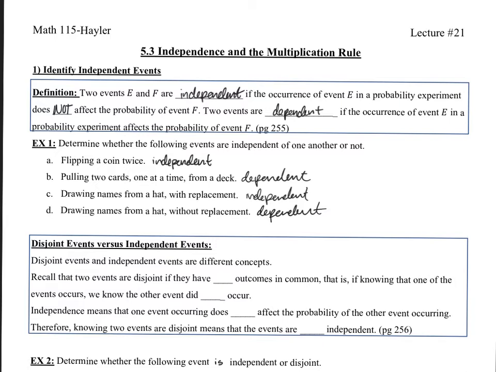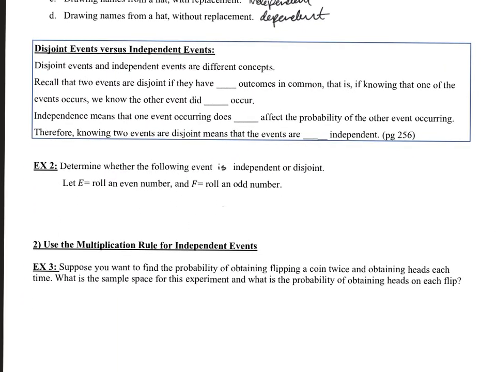Okay, let's take a look at disjoint events versus independent events. Disjoint events and independence are different concepts. They may seem similar, but they are different. Recall that two events are disjoint if they have no outcomes in common. That is, if knowing that one of the events occurs, we know the other did not occur. Independence means that one event occurring does not affect the probability of the other event occurring. Therefore, knowing two events are disjoint means that the events are not independent.